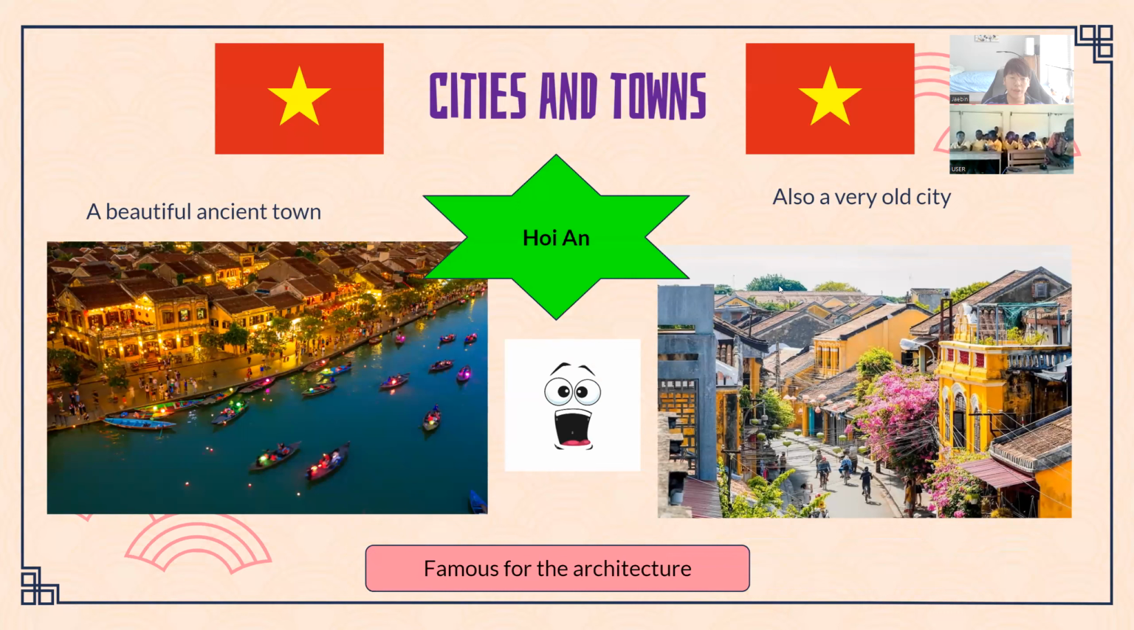And then another beautiful ancient town is called Hoi An, and it's also a very old city, and it's famous for its architecture. So on the right and on the left, those pictures show beautiful architecture.